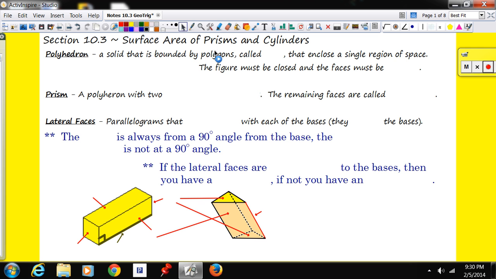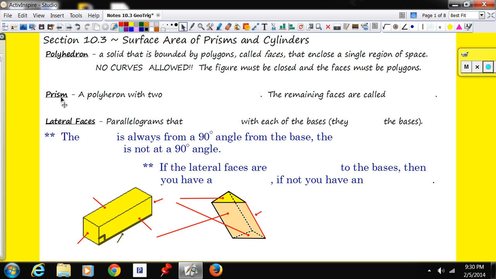That's a polygon. And these polygons in a prism or in a polyhedron are called faces. So each side represents one face that encloses a single region of space. So they enclose something. It's another enclosed figure. There are no curves allowed in a polyhedron. Just like in a polygon, you cannot have curves. The figure must be closed and the faces must be polygons. All the faces must be polygons.